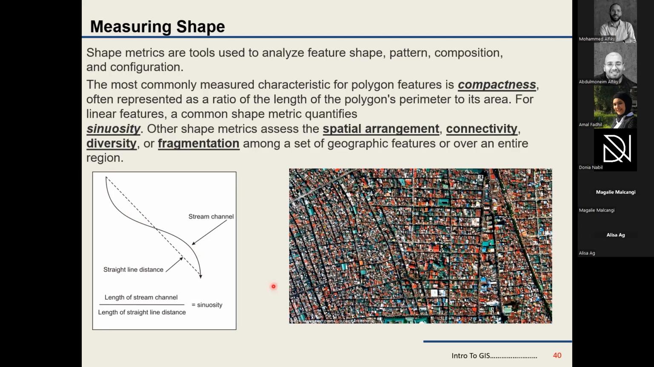But in all, you'd find that in measuring shapes, there are what we call shape matrices. Those shape matrices have special software. You can run them on GIS, on ArcGIS Pro or QGIS, but some of them actually have their own specific software that runs them. We have those matrices, and you can take measurements from them and use them as indicators for further analysis. So we have something like sinuosity, spatial arrangement, connectivity, diversity, fragmentation, among other matrices.